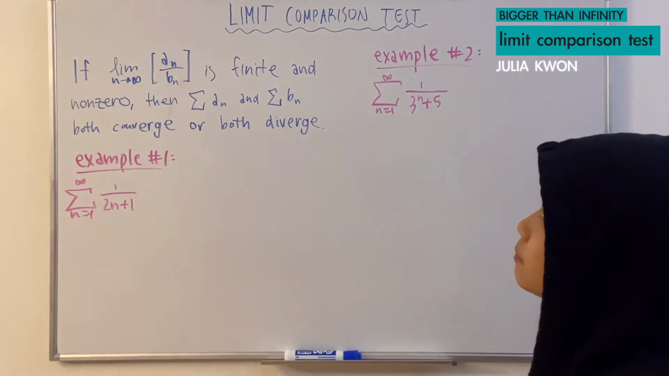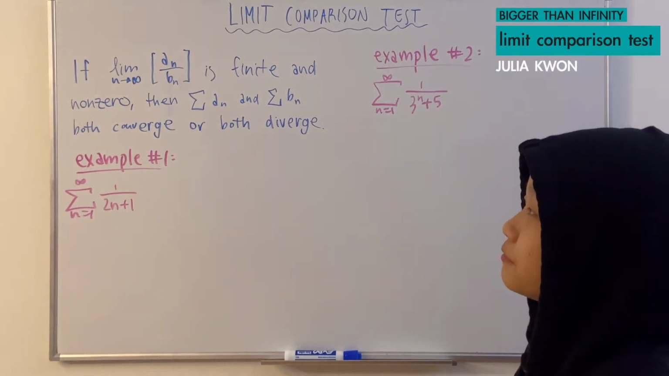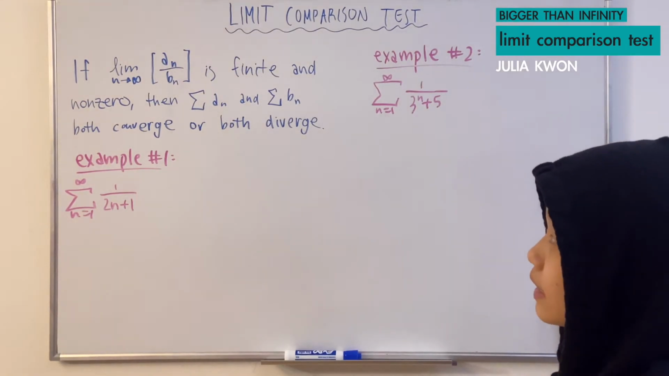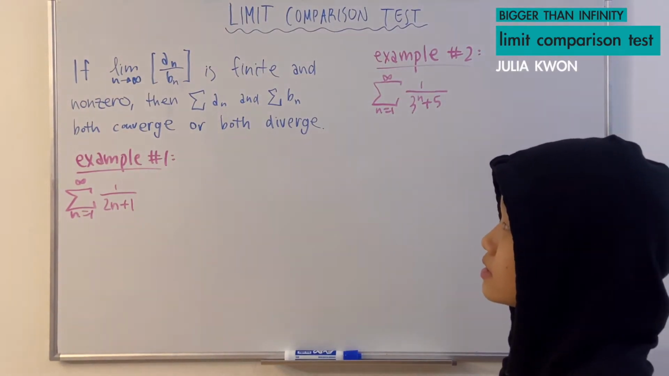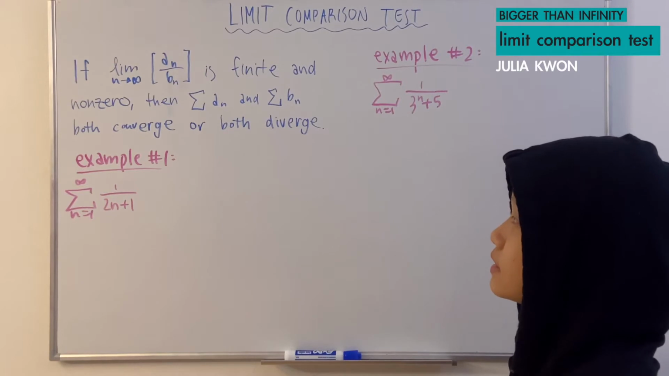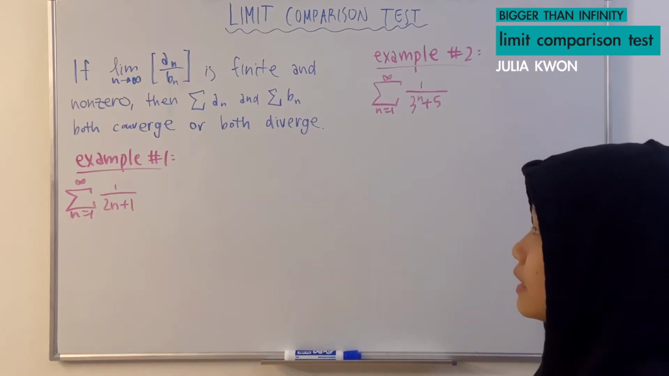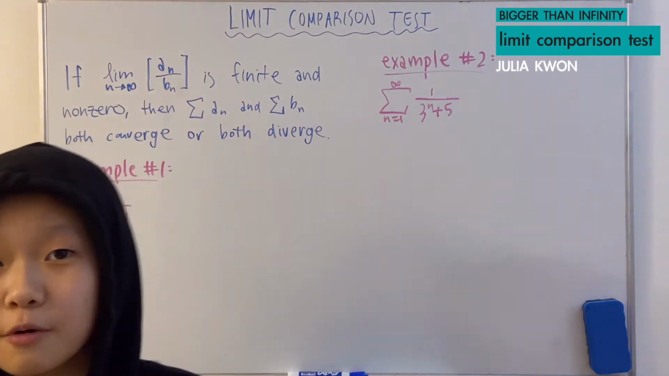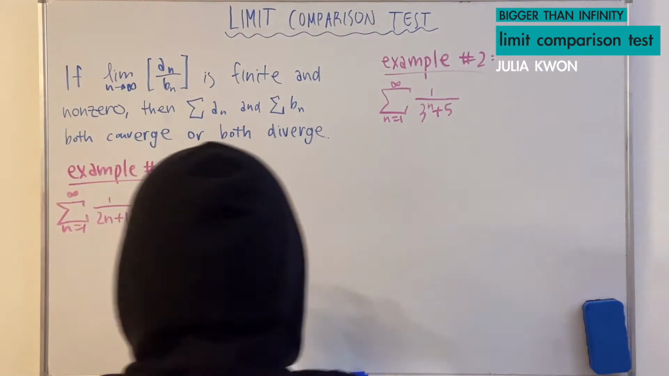So the limit comparison test states that if the limit as n approaches infinity of a sub n divided by b sub n is finite and non-zero, then the infinite series a sub n and b sub n both converge or both diverge. Now I'm going to solve one of the examples.